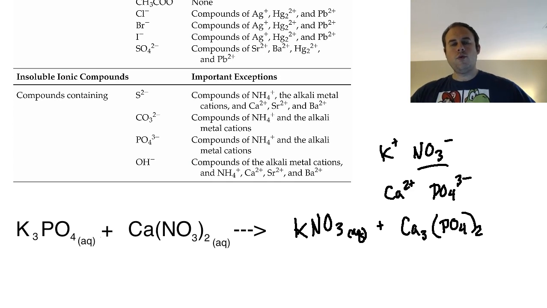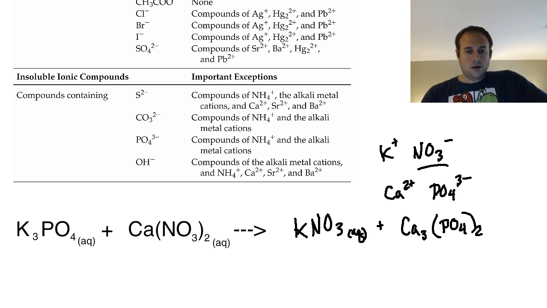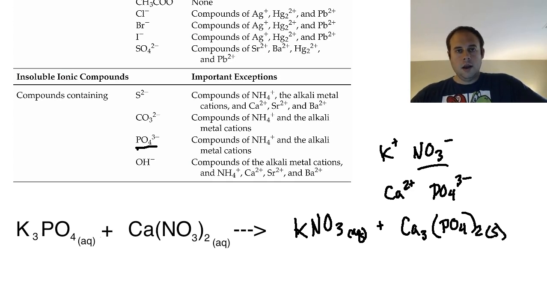And now the question is, what would the state of the calcium phosphate be? Would it be solid as a precipitate, or would it be aqueous? So I can come up here and take a look. Here's phosphate. Phosphate is normally found in the insoluble section. It does have a few exceptions. The exceptions are ammonium and the alkali metal cations. So is calcium an alkali metal? No, it's an alkaline earth metal. It's in row 2. It's not in row 1 like lithium, sodium, potassium, and all of those. So I would expect that this is primarily going to be solid. It's going to be a precipitate. So I will have a net ionic equation when I get through with this.